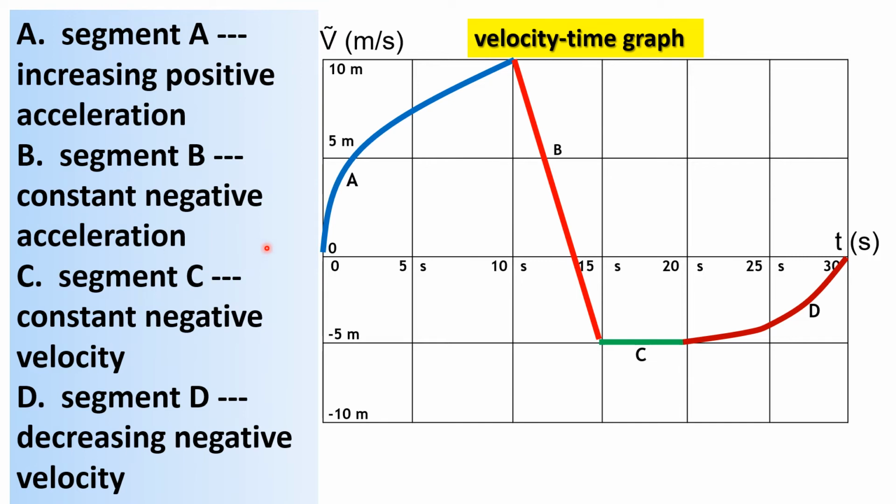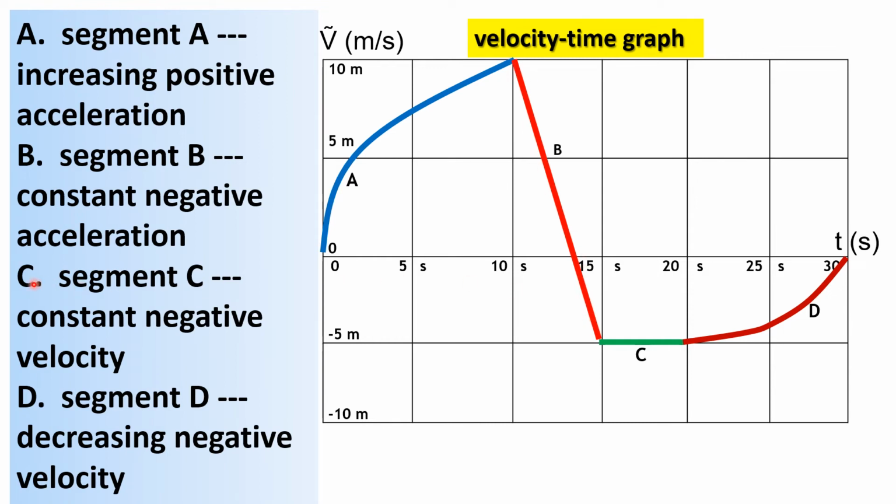All right, so the statements given in the options are letter A. Okay, segment A says here, segment A, increasing positive acceleration. Is that correct or not? Letter B. Segment B, does it represent a constant negative acceleration? Constant negative acceleration for segment B.